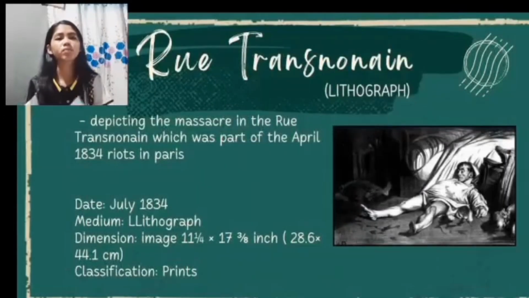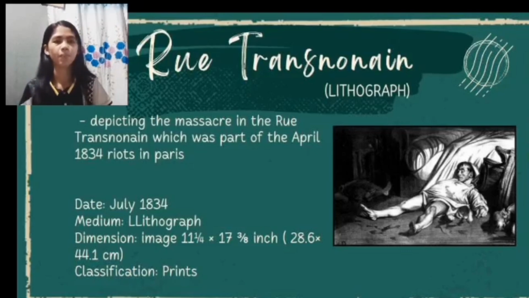One of his notable artworks is the Rue Transnonain, depicting the massacre in the Rue Transnonain, which was part of the April 1834 riot in Paris. This artwork also showed the aftermath of the riot in which government troops discharged their weapons on innocent bystanders while in pursuit of a suspect. The medium is lithograph.